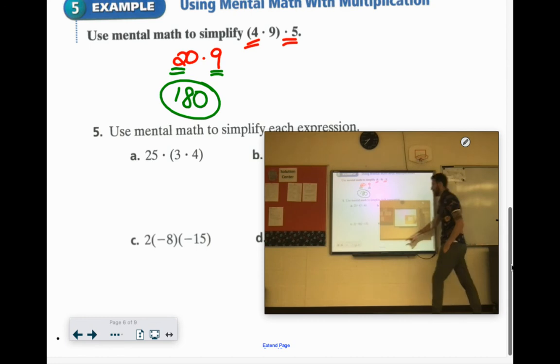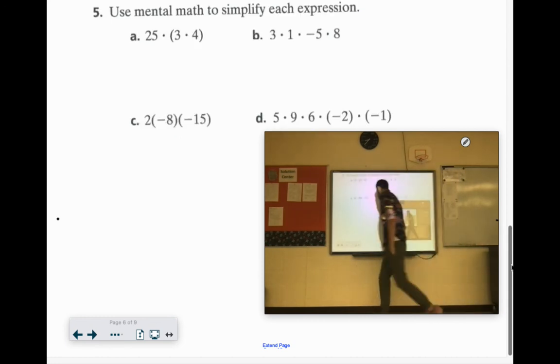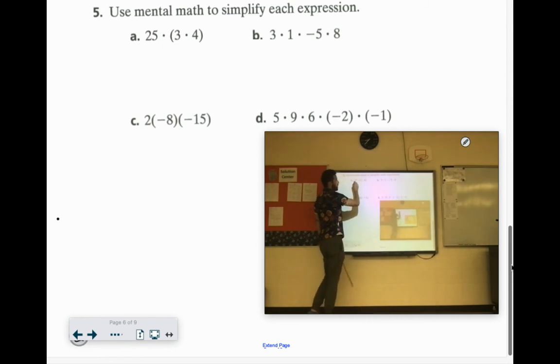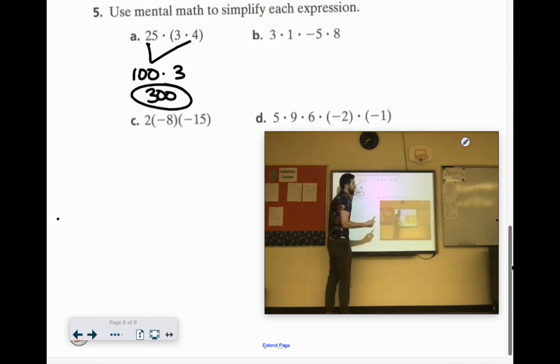Remember, it does not matter the order you're multiplying as long as it's all multiplication. So to me, if I'm doing 25 times 3 times 4, I'm going to do 25 times 4 first, which is 100. Right? Think of quarters. If you have 4 quarters, that's 100 cents. And then 100 times 3 gives us that 3 bills, 300.